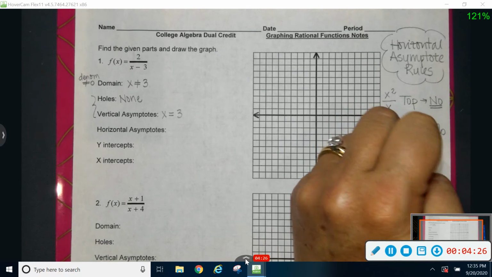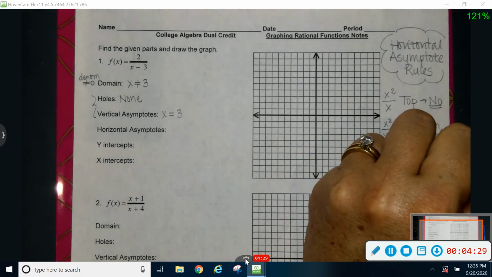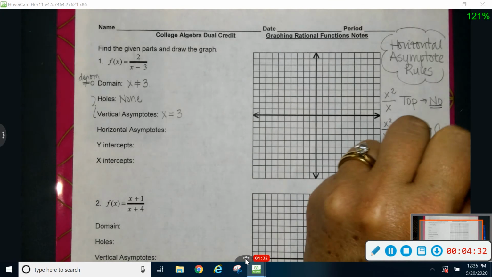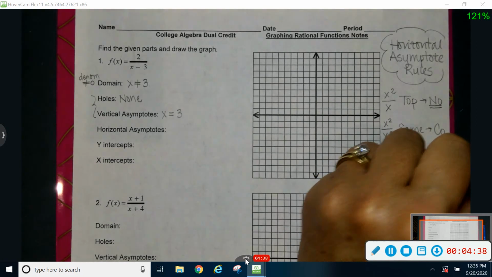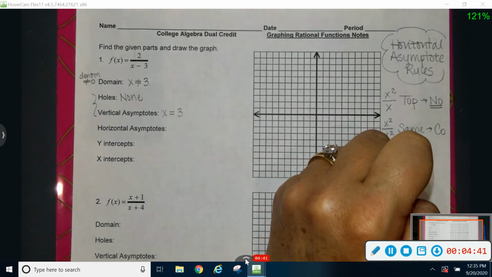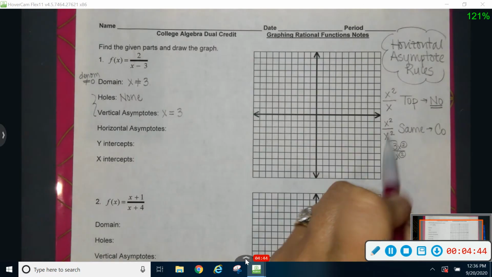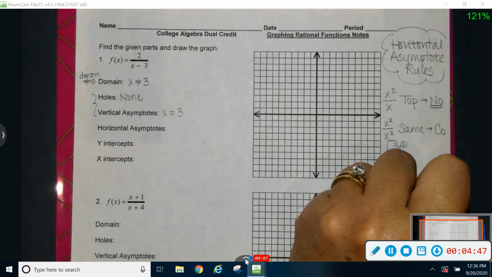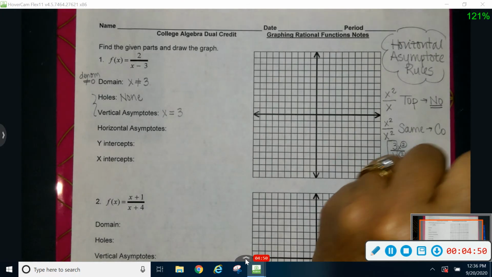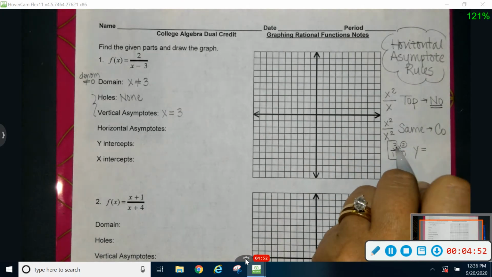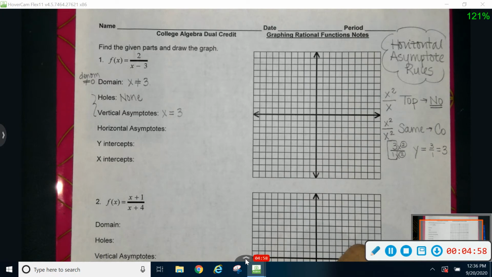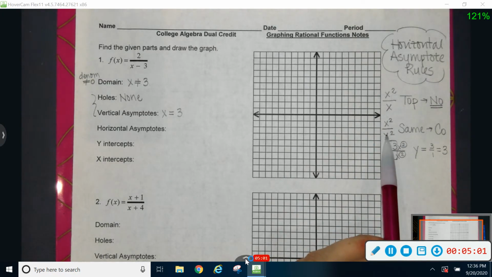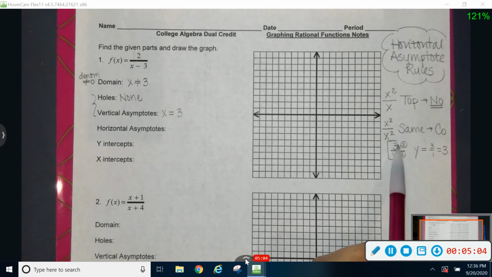So I'm going to do an example here. What if I had a 3x squared over a 1x squared? My degree on top is the same as my degree on bottom. So if that's the case, I look at the ratio of my leading coefficients. And what I have here really is 3 over 1. So I would have a horizontal asymptote. Horizontal lines are y equals. I would have a horizontal asymptote at 3 over 1, or we could say y equals 3. So if the degree on top is the same as the degree on bottom, I'm looking at a horizontal asymptote at the ratio of our leading coefficients, in this case, 3/1.